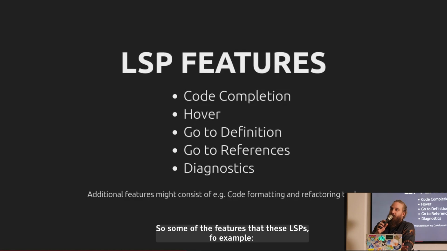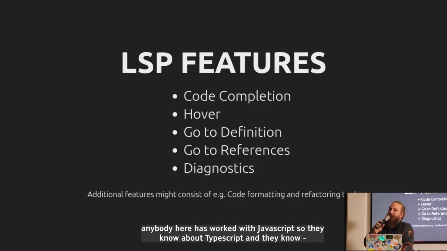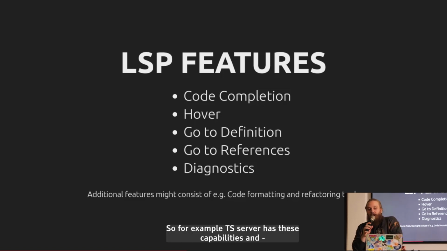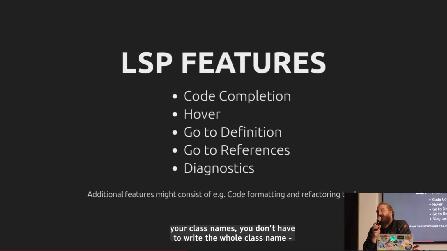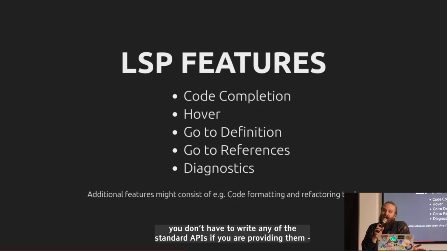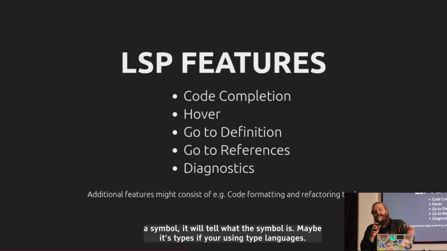So some of the features that these LSPs provide, for example, I will use TS server here as an example. Everybody here has worked with JavaScript, so they know about TypeScript and they know about completions in JavaScript. TS server has these capabilities and a lot more. They can have code completion, so when you're writing your class names, you don't have to write the whole class name. You don't have to write any of the standard APIs if you are providing them with information that you're using the standard APIs. You can have hover actions, so every time you hover your mouse above a symbol, it will tell what that symbol is. Maybe its types if you're using typed languages.